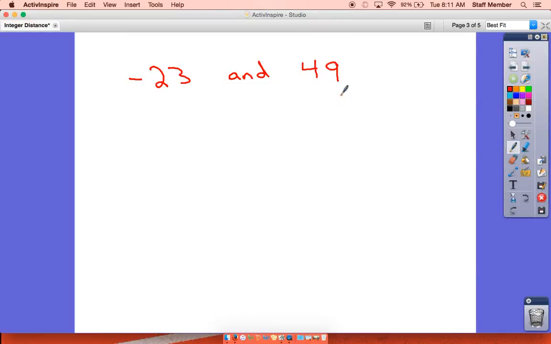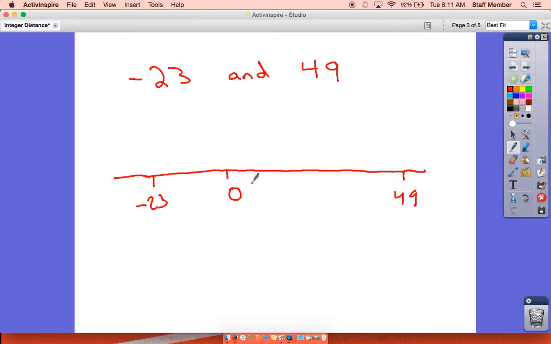Both of these are different as far as we have a negative integer and a positive integer. So this is going to be one where we cross 0. And these seem like they would be a little bit more difficult, but actually I find them to be a little bit easier. I'm going to put my negative 23 here, I'm going to put my 49 here, and I'm going to put my 0 right here to be a little closer to 23. It's really easy to go from negative 23 to 0.